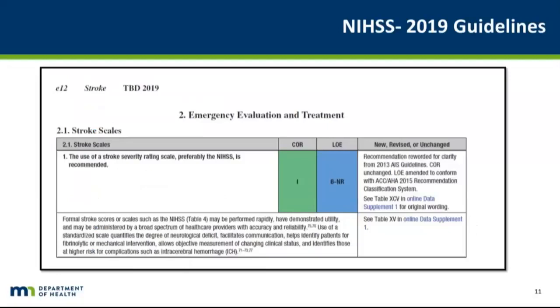An update to the 2018 Acute Ischemic Stroke Guidelines was released online this month, and Ali also included a link to access the guidelines in his monthly email. Here's a quick snapshot of where the NIH Stroke Scale fits into the guidelines, stating that the use of a stroke severity rating scale, preferably the NIH Stroke Scale, is recommended.